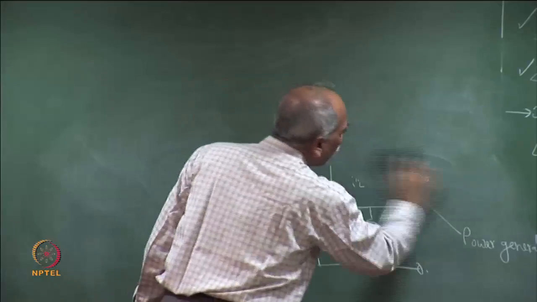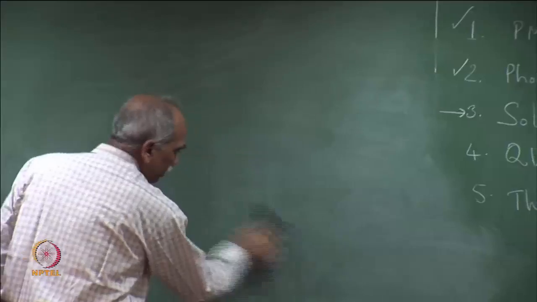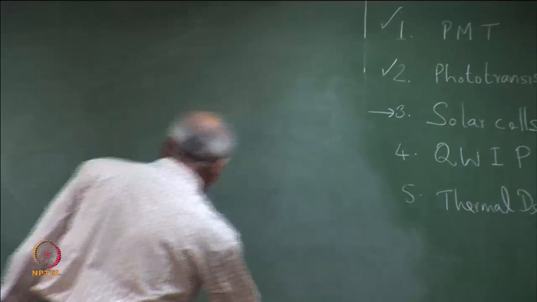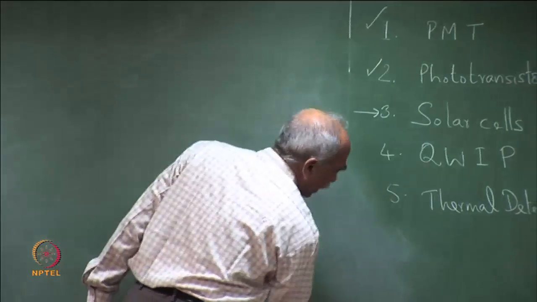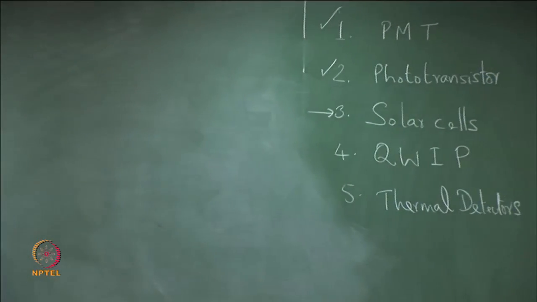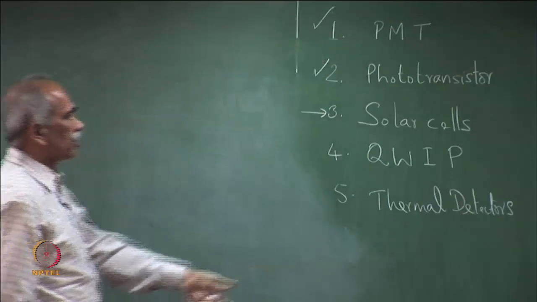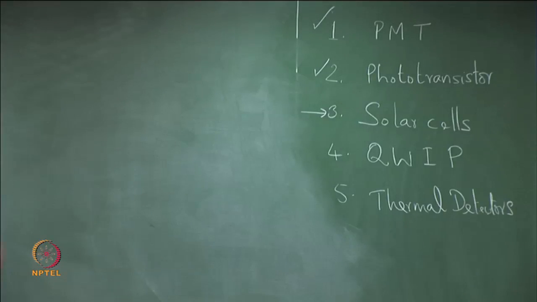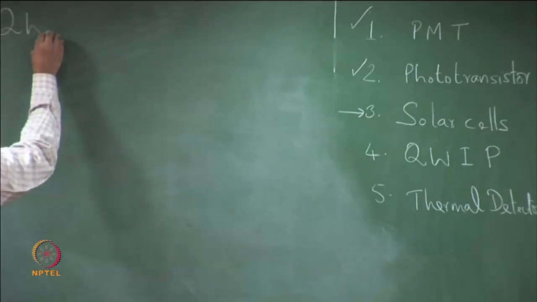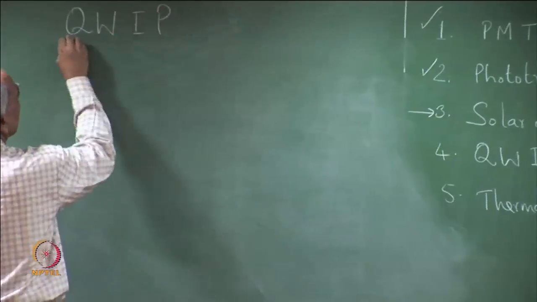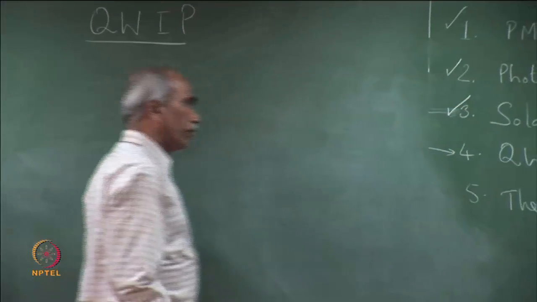So, let me move over to the next detector. Very briefly, we are just discussing these various detectors. One can go to various references for further details, but these are very close to the discussion which we already had. That is why I am bringing them one by one. So, in the remaining 10 minutes or so, let me go to the next detector, which is the quantum well infrared photodetector.